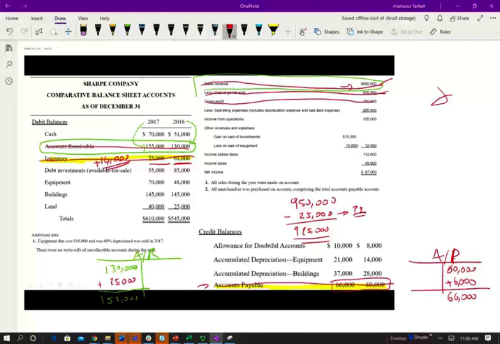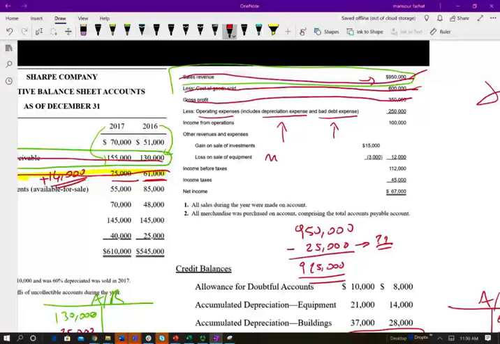Gross profit is basically a total, a computation. I don't have to worry about this. Operating expenses include depreciation expense and bad debt expense of 250. Now, what do we know about depreciation and bad debt? What we know about those two accounts is that they are non-cash. It means we expense them from an accrual perspective, but they don't involve cash.